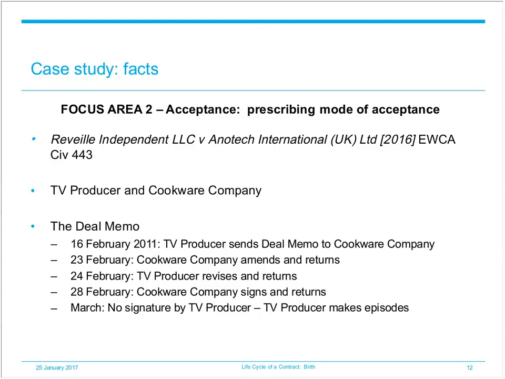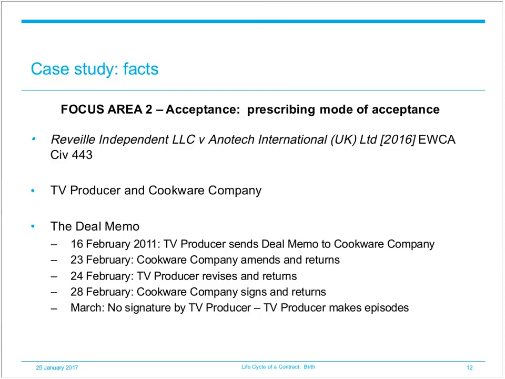A few months later, the TV producer invoiced the Cookware Company. The Cookware Company refused to pay, and the following year, the TV producer wrote to the Cookware Company, treating the contract as repudiated. The Cookware Company objected to this because they claimed that a binding contract had never been made. The deal memo specified that there was no contract until it was signed by both parties. The TV producer had not signed the deal memo, and so they argued that they could not have breached a contract that did not exist.